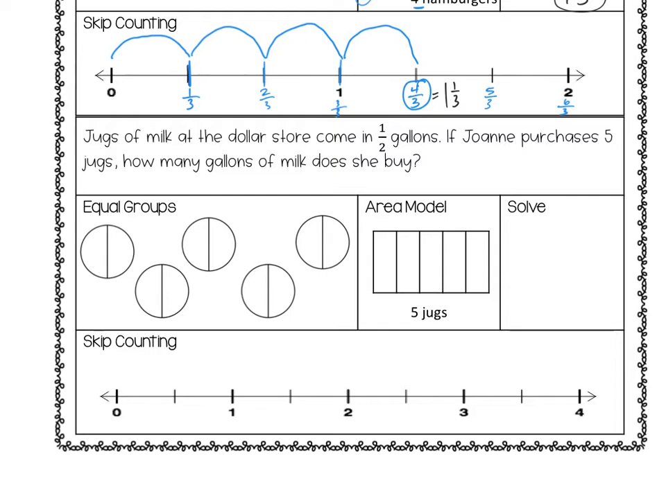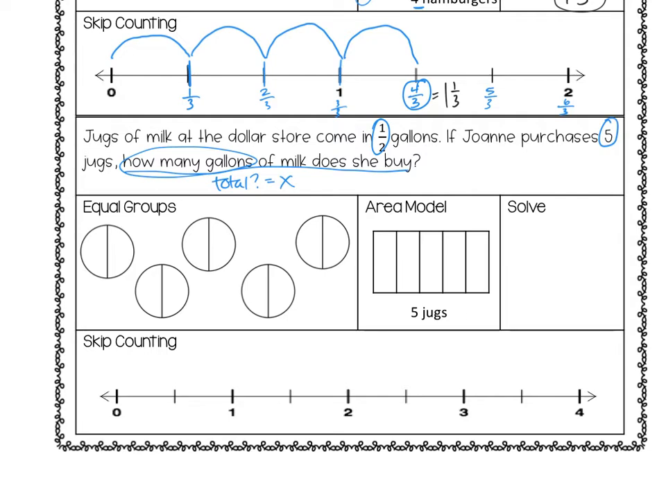Now we're going to solve the next one. It says jugs of milk at the dollar store come in half gallons. If Joanne purchases 5 jugs, how many gallons of milk does she buy? So Joanne goes to the store and she buys 5 jugs of milk. But we know that each milk comes in half gallons. So we want to know how many gallons. How many gallons is telling us that we are looking for a total, and that means we're going to multiply.